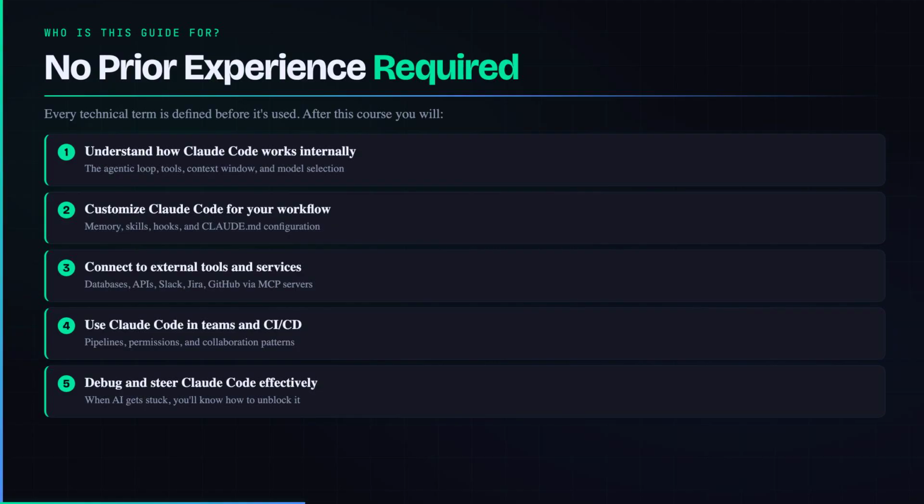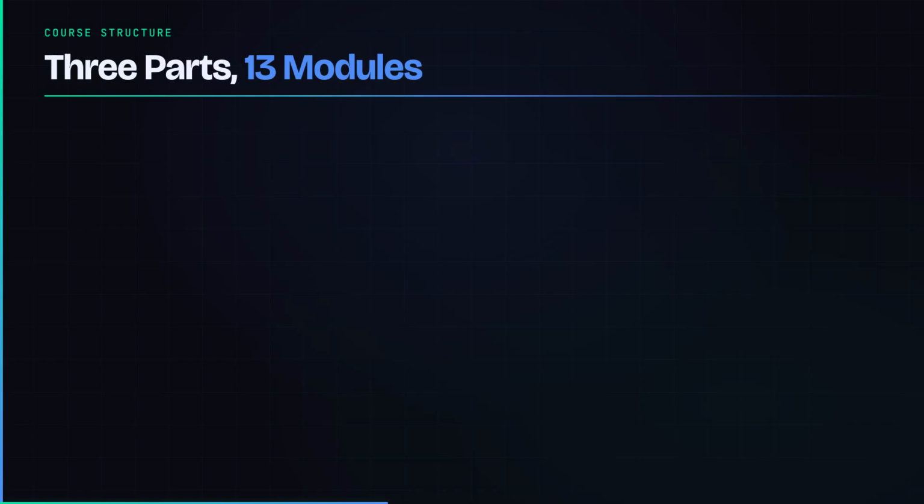And the fifth outcome, the one most courses skip, you'll learn to debug Claude Code when it gets stuck. Because it will get stuck. And when it does, the difference between someone who gives up and someone who ships is knowing how to unblock it. And the course breaks into 3 parts that build on each other. 13 modules total. Here's why the order matters.